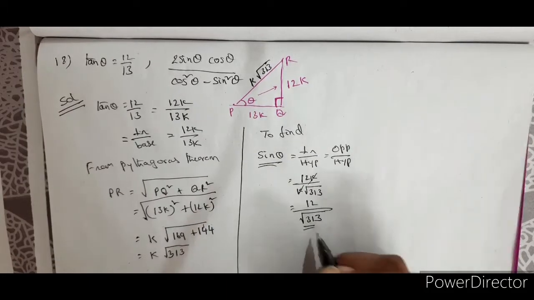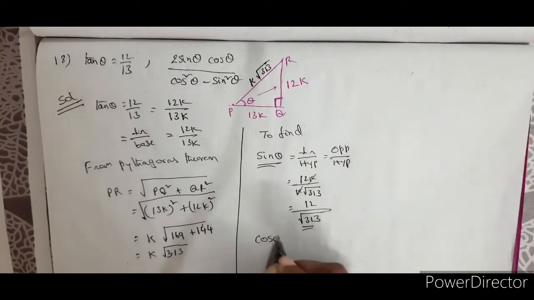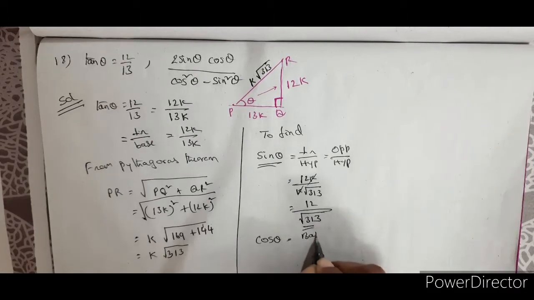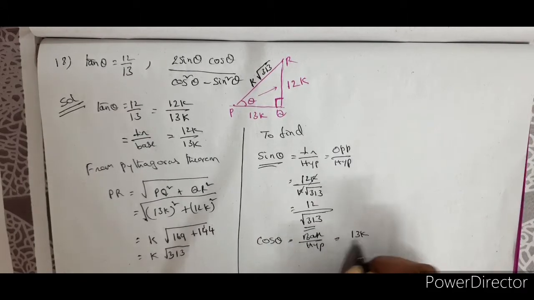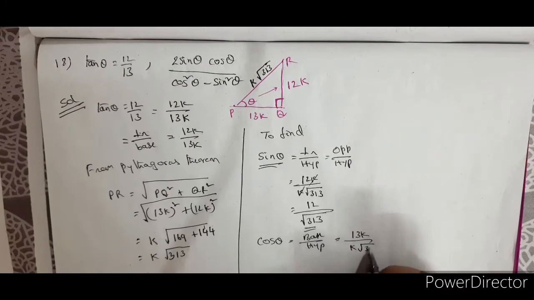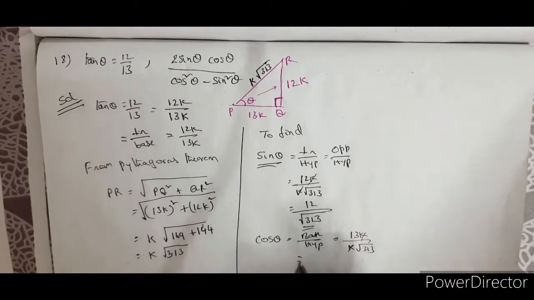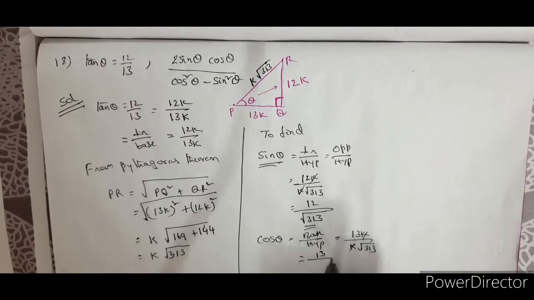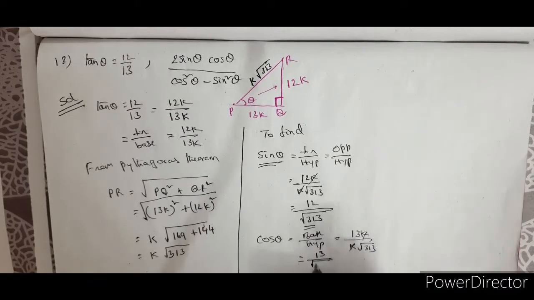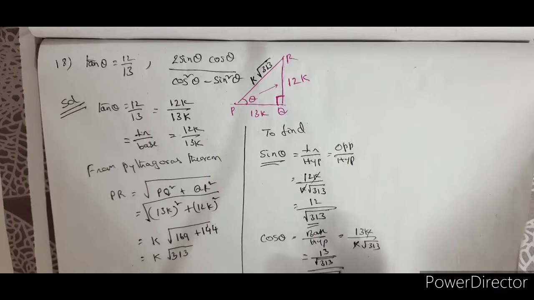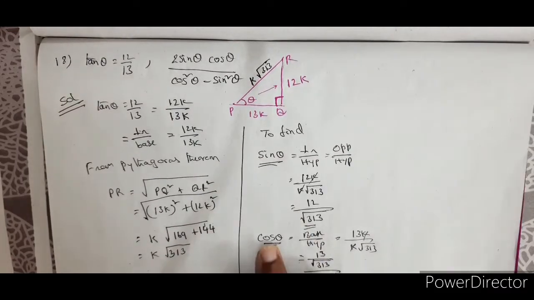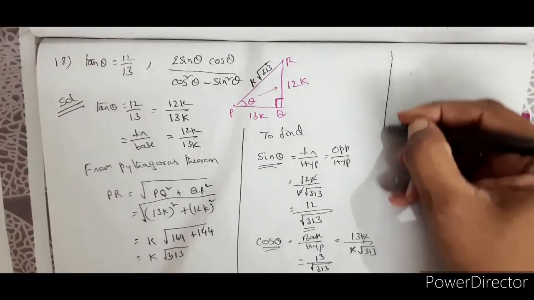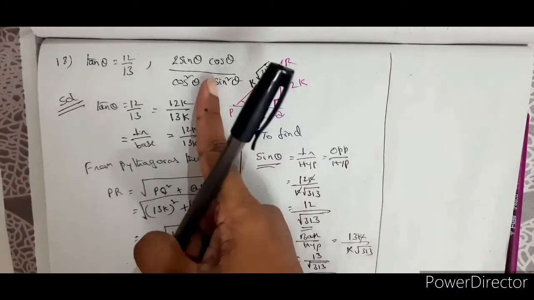So we got sine theta value. Now similarly cos theta is equal to base by hypotenuse. So which is equal to, what is the base here? PQ, which is 13k, by hypotenuse k root of 313. K will get cancelled. So this is equal to 13 by root of 313. So this is the cos value. Right? Now we know cos theta value, sin theta value. So the third part of the problem is to substitute in this one and simplify.